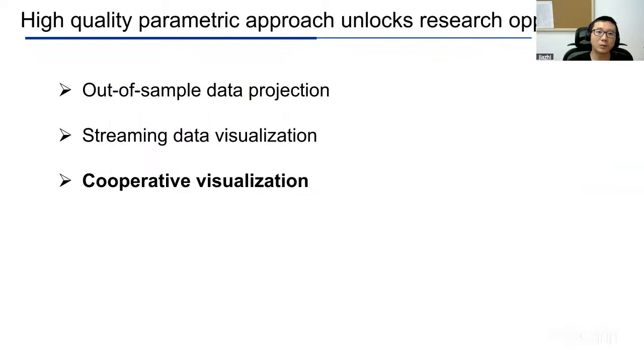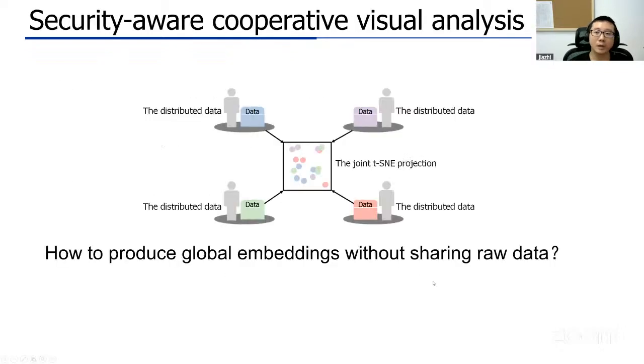Next, we would like to discuss how parametric dimensionality reduction can be used in cooperative visualization. In a scenario of security-aware cooperative visual analysis, the data are distributed among many analysts. They want to compare the data of each other, but without sharing the raw data. The question is how to produce a global embedding without sharing raw data.